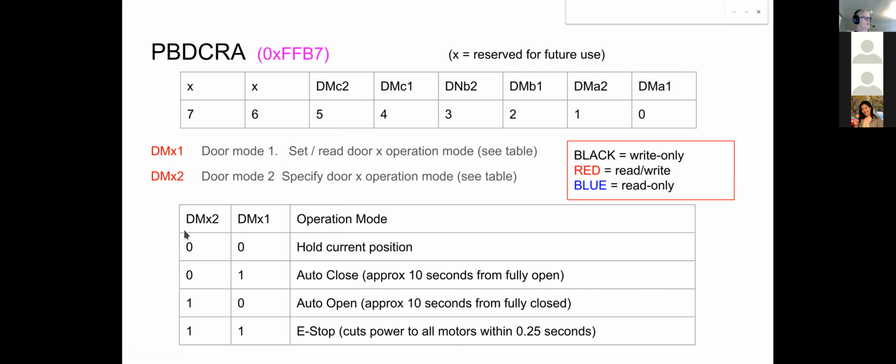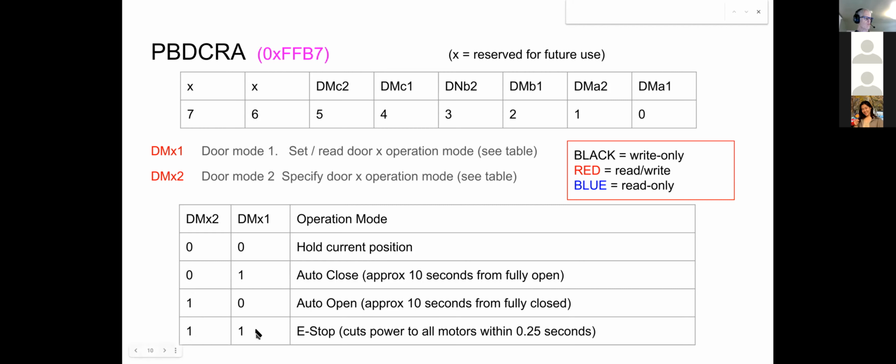Well, there's a table here. So we have 4 possible combinations for door mode X1 and door mode X2, and each of the 3 doors has 2 mode bits. So if there's 0, 0, we're setting the mode to hold the current position, maybe halfway open, maybe closed, maybe open, maybe halfway open, just stop. And mode 0, 1 is auto close, which means the door will close itself. Takes about 10 seconds. At least that's what I recall from the movie. And 1, 0 is auto open. Okay.